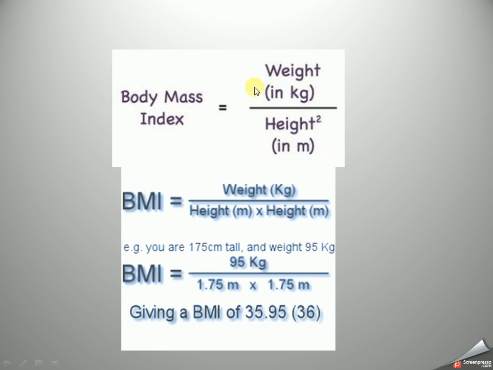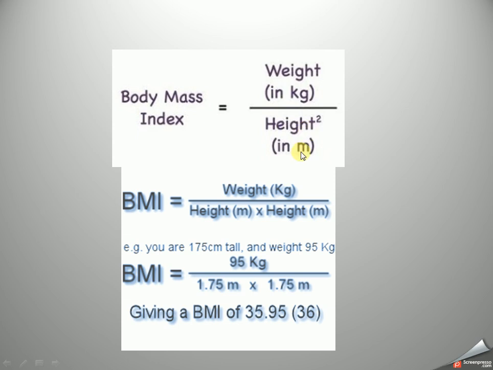Okay, now body mass index is calculated by someone's weight in kilograms. Now I can't stress this enough, it must be kilograms. It cannot be stones, it cannot be pounds, it must be kilograms. Now what you do is your kilograms are divided by your height squared.